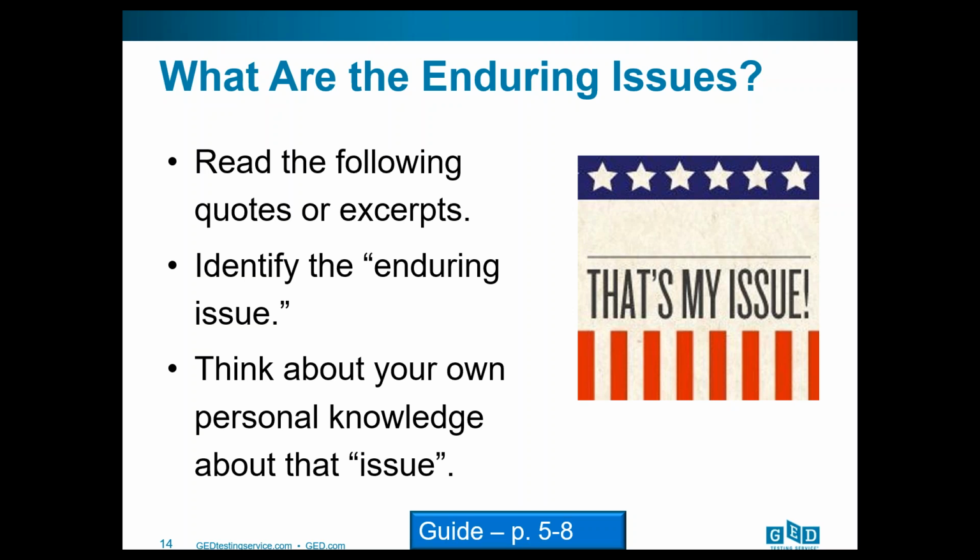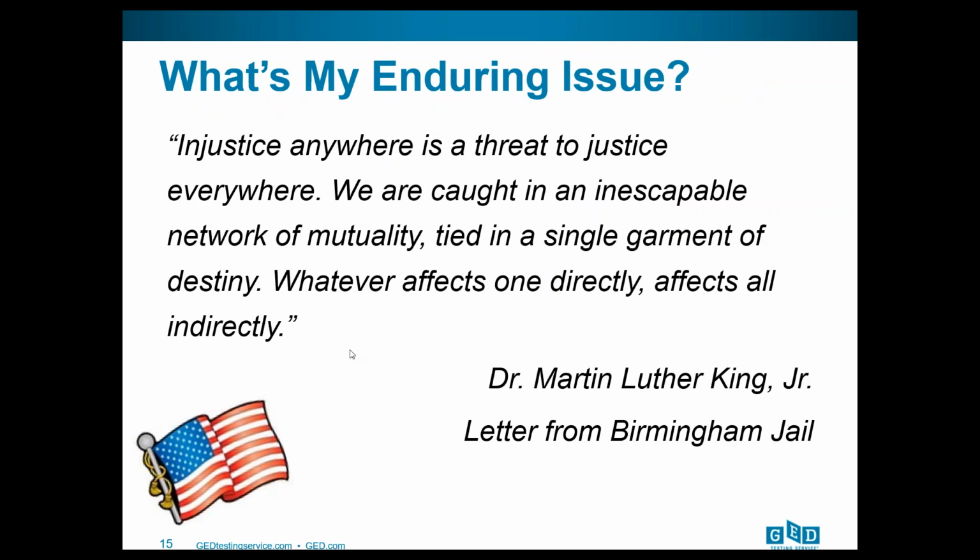So let's take a look at a couple of examples. This first one is a quote from Dr. Martin Luther King Jr., from the Letter from Birmingham Jail. His quote is that injustice anywhere is a threat to justice everywhere. We're caught in an inescapable network of mutuality, tied in a single garment of destiny. Whatever affects one directly affects all indirectly.